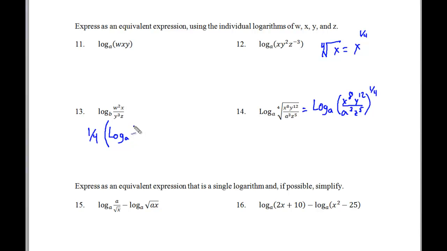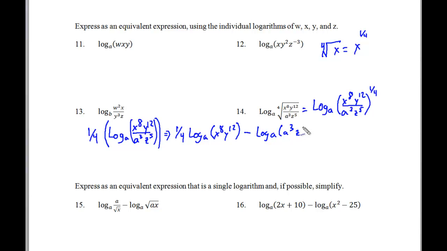So this is going to be 1/4 of x to the 8th y to the 12th over a cubed z to the 5th. Now, since this is a quotient, I'm going to break this into two problems being subtracted. So this is 1/4 log base a of x to the 8th y to the 12th, minus log base a of a cubed z to the 5th.